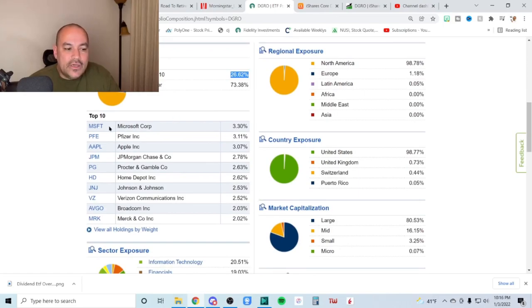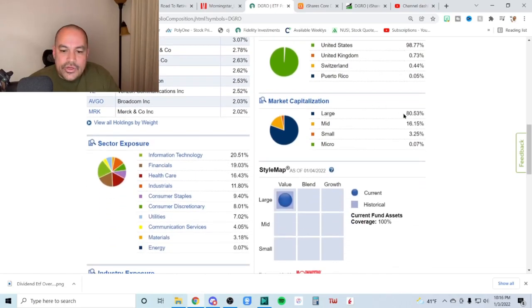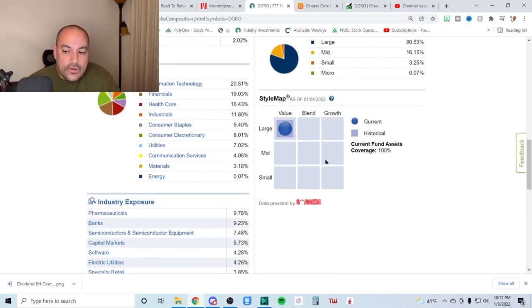And the top 10: Microsoft at 3.3%, Pfizer at 3.1, Apple at 3%, JP Morgan at 2.7, Procter & Gamble 2.6, Home Depot at 2.6, J&J at 2.5, Verizon at 2.5, Broadcom at 2, and Merck at 2 as well. 98% of the fund, almost 99%, is in North America, with 1% in Europe and a little bit of Latin America. Market capitalization: large cap 80.5%, mid cap at 16%, small cap at 3.25%, and a small weighting in micro at 0.07. And Morningstar rates this as a large cap value fund.